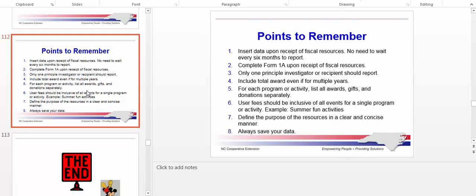User fees should be inclusive of all events for single program or activity, such as summer fun activities. Don't break them down by individual activities. Define the purpose in a clear and concise manner, and always save your data.